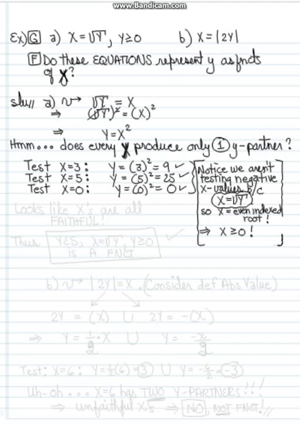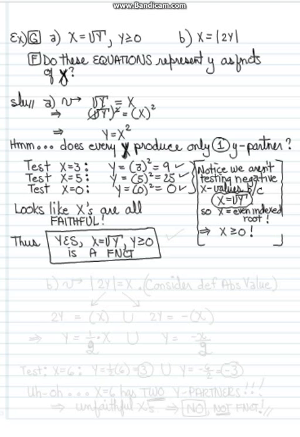Okay, so it looks like all the x's we're testing are giving us good results. It looks like all the x's are faithful. Thus, the answer would be yes. X equals the square root of y with y greater than or equal to 0 is indeed a function, because all the x values that we plug into it give us only one y partner.